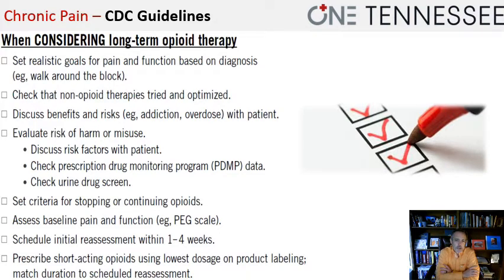Remember, in general, the CDC recommends that patients should be seeing at least a 30% improvement. And if they're not, it might be time to evaluate other treatment modalities and potentially taper them off of opioids. Schedule that initial reassessment within 1 to 4 weeks. Don't let it get too far out. And prescribe short-acting opioids using the lowest dosage on product labeling first. And then once you've established what their daily cumulative morphine milligram equivalent requirement is, then you can consider using a twice daily longer acting medication to reduce that pill burden and boost that PEG scale.